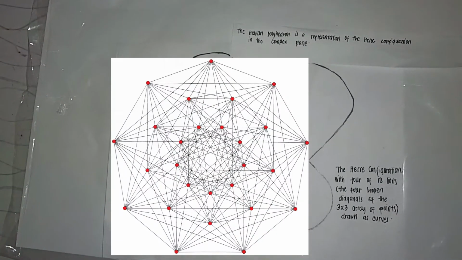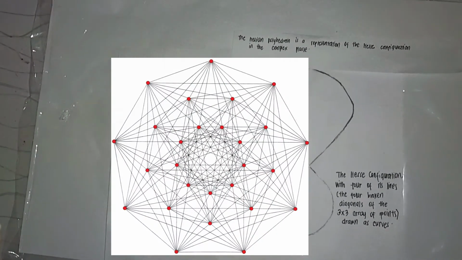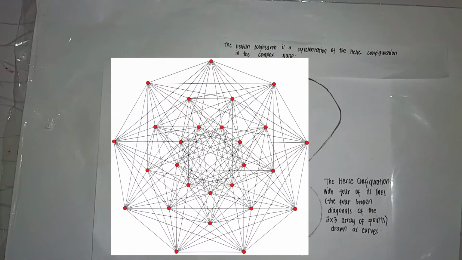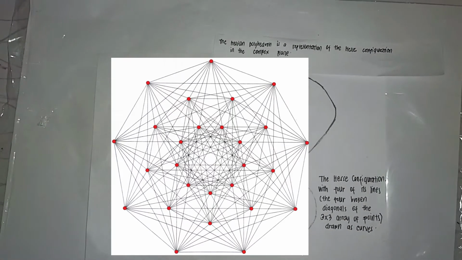The Hessian polyhedron is a representation of the Hesse configuration in the complex plane. So this is what the Hessian polyhedron looks like.